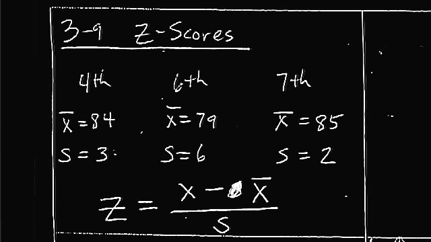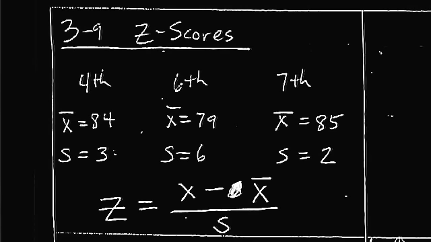All right, 3-9 Z-scores. Give you a little bit of background. Suppose I have a 4th period trig class, a 6th period trig class, and a 7th period trig class. Ironically, I do. And you'll notice that the averages were 84, 79, and 85, and standard deviations 3, 6, and 2.